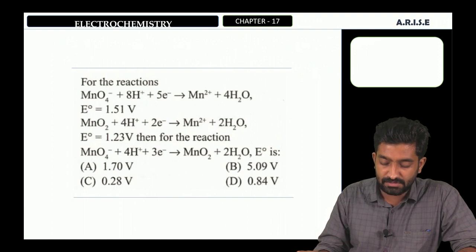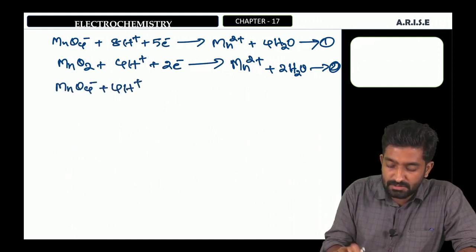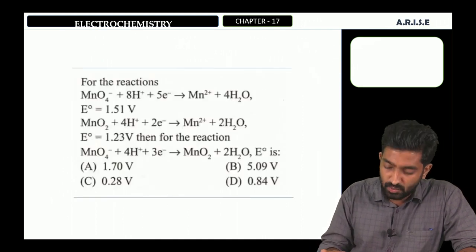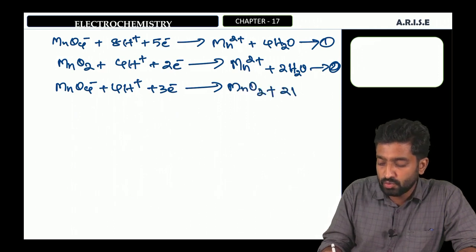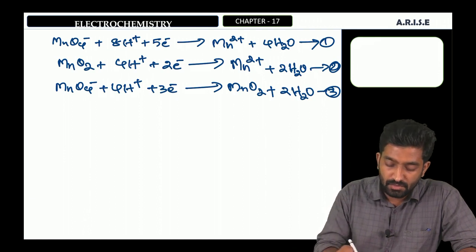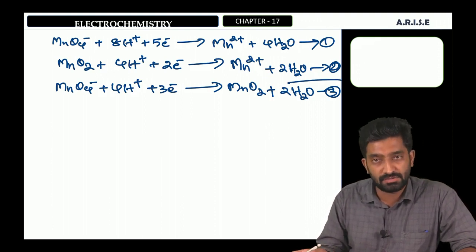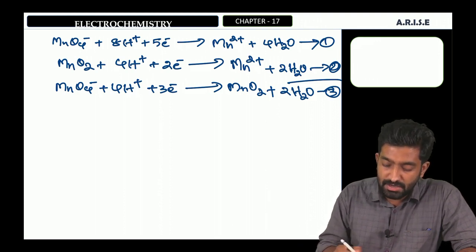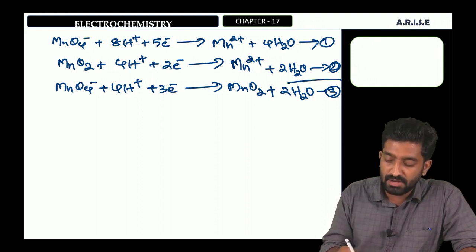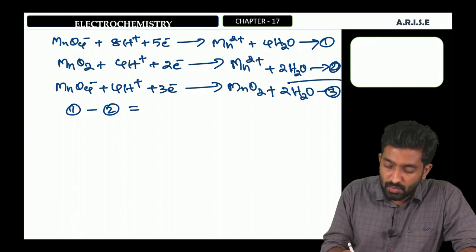Then we can write the third equation: MnO4 minus plus 4H plus plus 3 electrons gives MnO2 plus 2H2O. That is equation number 3. Three equations are given, equation 1, 2 and 3. Then we need to find the relationship between these three equations. Look at the three equations. If you subtract equation 2 from equation 1, we will get equation 3. That is, equation 1 minus equation 2 is equal to equation 3.